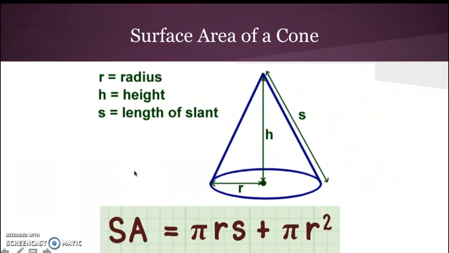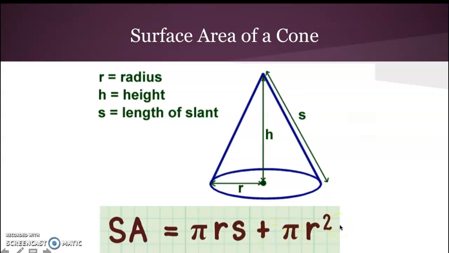So the first formula that you're going to copy is the surface area of a cone. Given this picture here, you know that h is your height, r is your radius, and s is the slanted height. Now, be careful. The slanted height and the height are totally two different things. The height, think of altitude, it's perpendicular. Slanted heights are kind of like the one that's diagonal. With that said, your formula, surface area, is going to be pi r s, the slanted height, plus pi r squared.